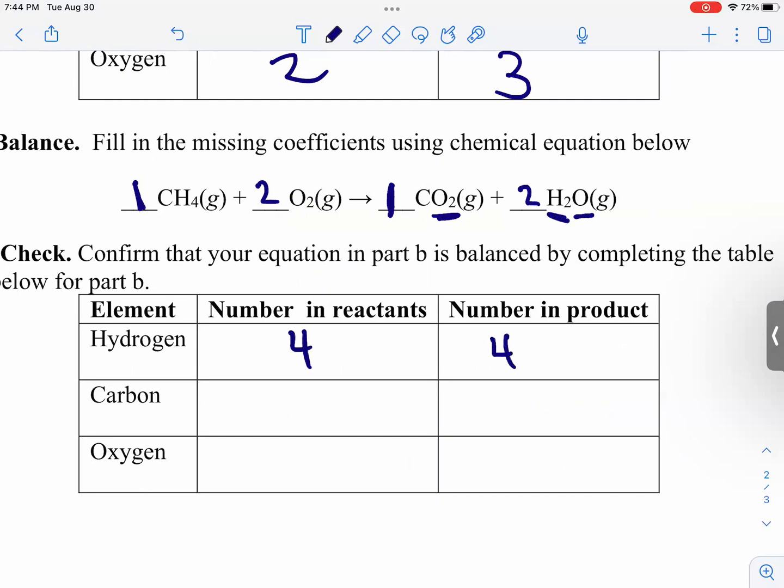Multiply. Carbon, there's 1 on this side and 1 on the other side. We didn't need to change carbon, right? Oxygen, we have 4 and we have how many? 1, 2, 3, 4. 4 and 4. This is balanced. So you had 1 times 4 on that side, then you had 2. You had 1, 1. You had 2.